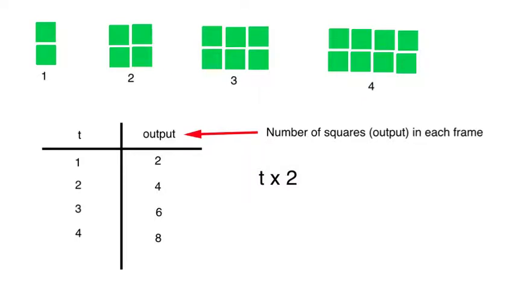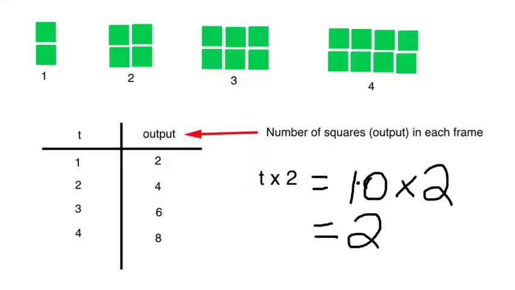So this would be called the pattern rule. And with this pattern rule, we can predict any input-output value, because you're not going to extend the table of values all the way to the 10th or the 20th term. That wouldn't be very efficient. So T times 2, well, we can look at the 10th term. So the 10th term would equal 10, because that's the 10th term, so I'm substituting T for 10 times 2. And we know that 10 times 2 is 20.